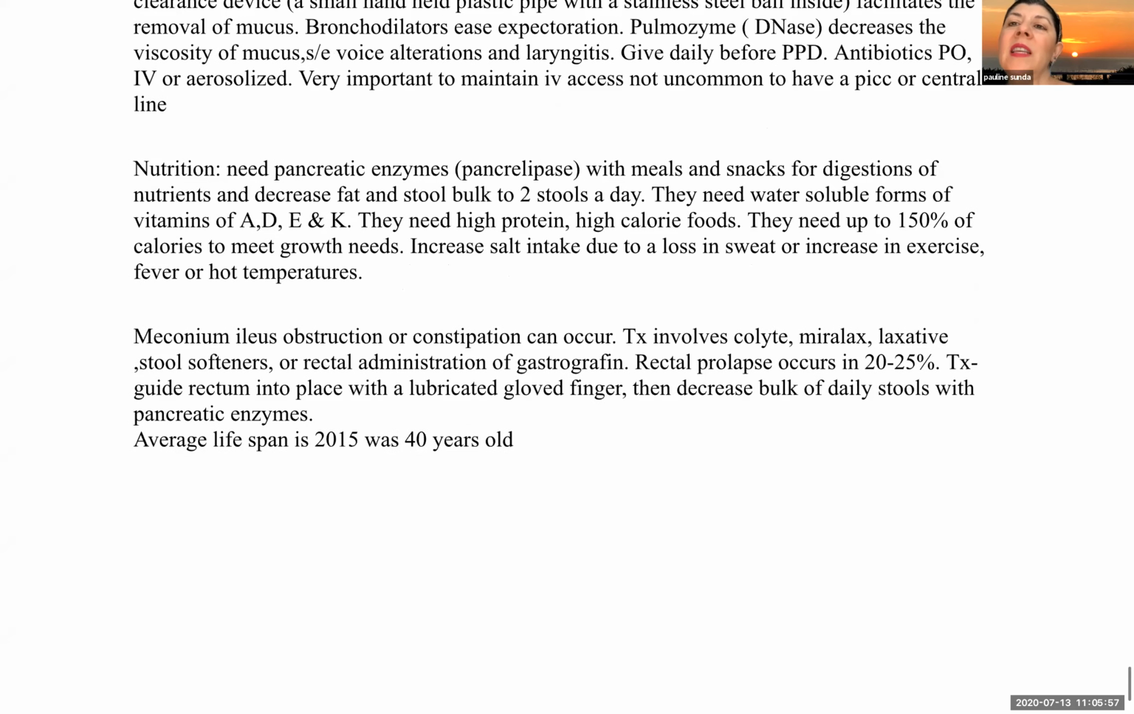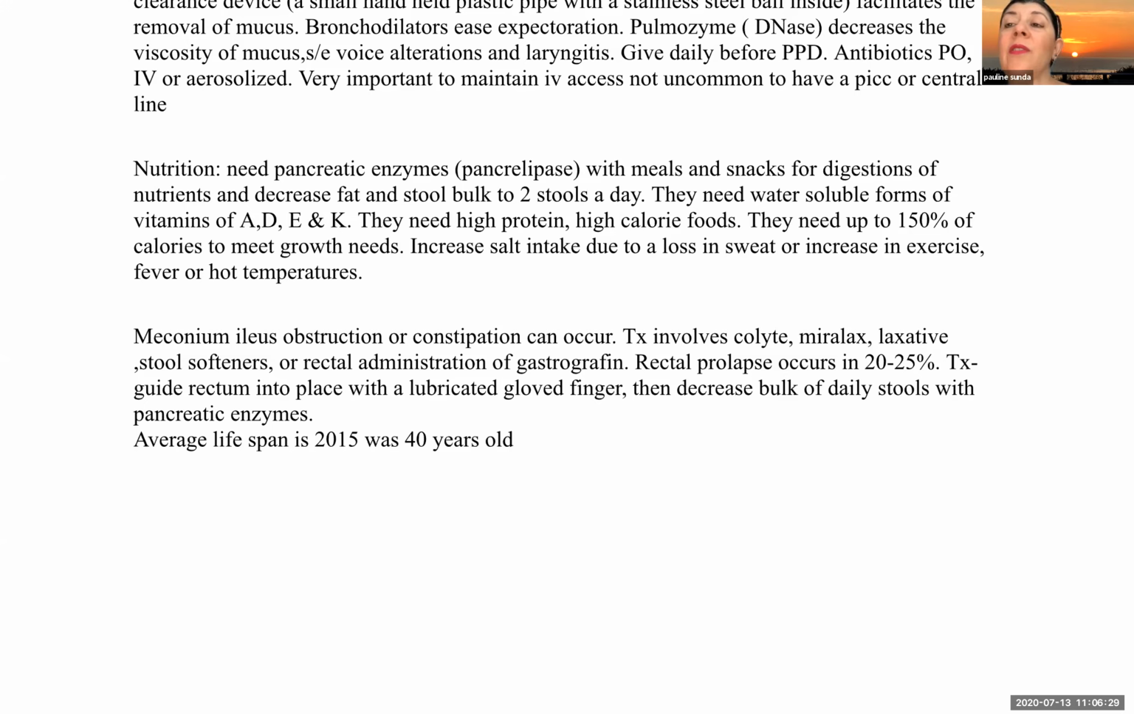Nutrition. Here they need to have pancreatic enzymes, the pancrelipase, with meals and snacks for digestion of the nutrients, and then we also want to decrease the fat in the stool bulk to 2 stools a day, and the enzymes will help with that. They need water-soluble forms of the fat-soluble vitamins, again, which are the vitamins A, D, E, and K. They need a high-protein, high-calorie diet.